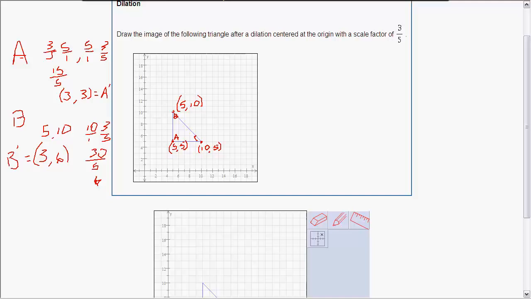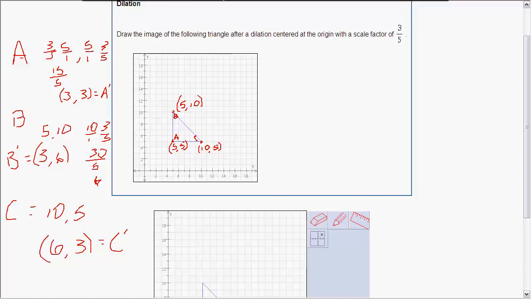My last ordered pair is C, and its ordered pair was 10, comma 5. Well, I just did B, which was 5, comma 10, so really it's just going to be turned the other way, 6, comma 3. But the way I would do it would be I'd multiply my x times my factor of 3/5, and 10 times 3 is 30, divided by 5 I get 6. For my y is 5, so 5 times 3 is 15, 15 divided by 5 is 3. So my new ordered pair for C, or C prime, is 6, comma 3.